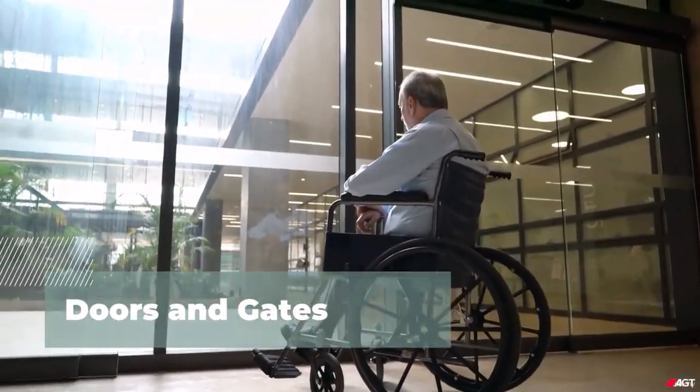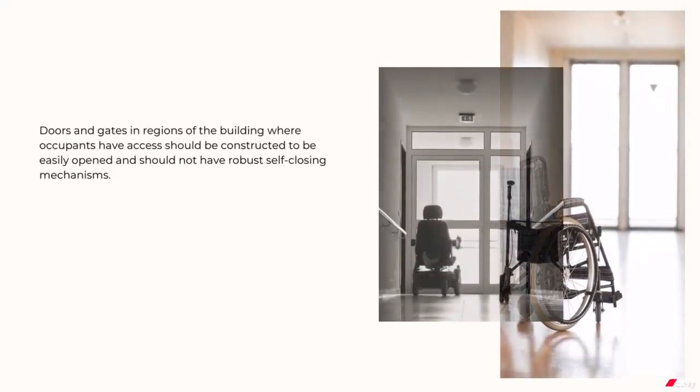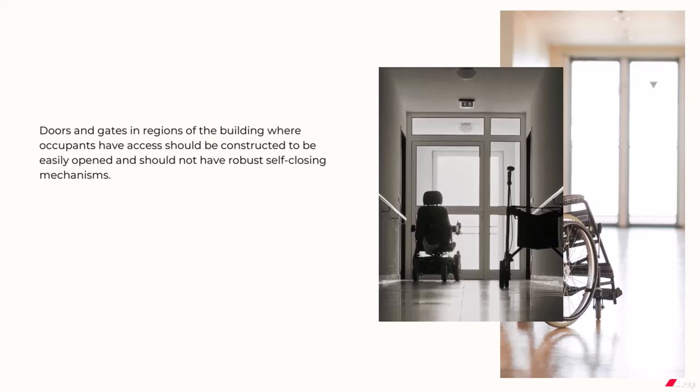Doors and gates. Doors and gates in regions of the building where occupants have access should be constructed to be easily opened and should not have robust self-closing mechanisms.